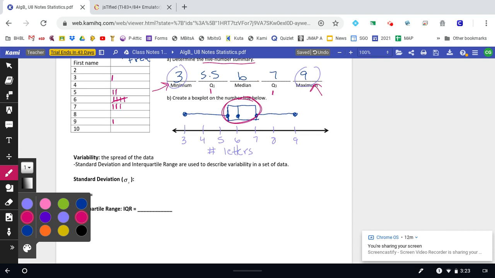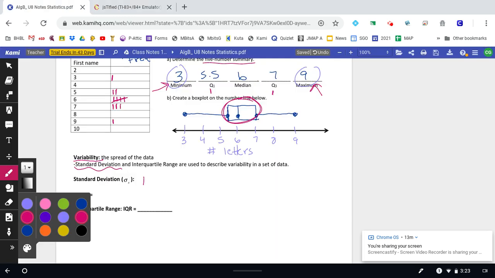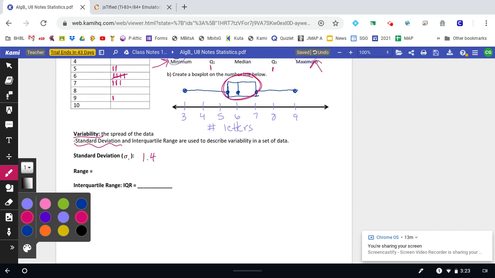So another thing that we could do to describe this spread of data, to look at the variability, is look at what's called the standard deviation. So I'm going to go back to my calculator, scroll back up here, and I have 2 standard deviations. I have one that has SX and then one with a little sigma x. So we're going to use the one with the little sigma. That means the population standard deviation. So this we're going to say is about 1.4.